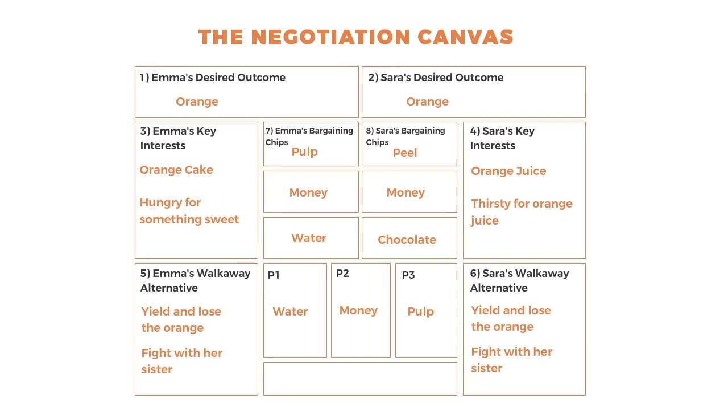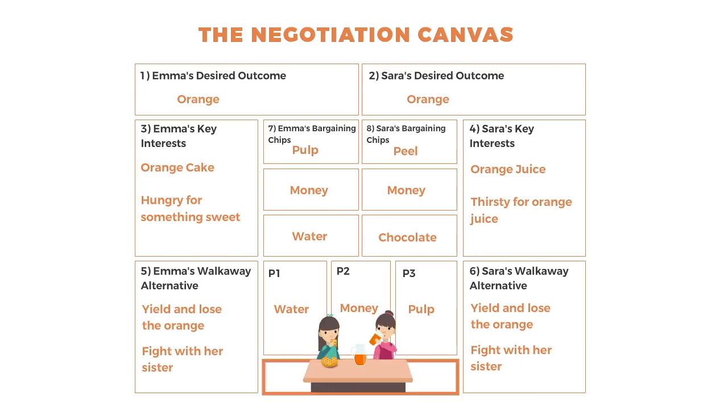Sarah loved the idea of getting 100% of the pulp, which is twice as much as she would have gotten if they had just split the orange. Emma got 100% of the peel, and Sarah got 100% of the pulp. Now, instead of each girl getting only half of what they wanted, each girl got 100% of what they wanted, without even giving anything up.